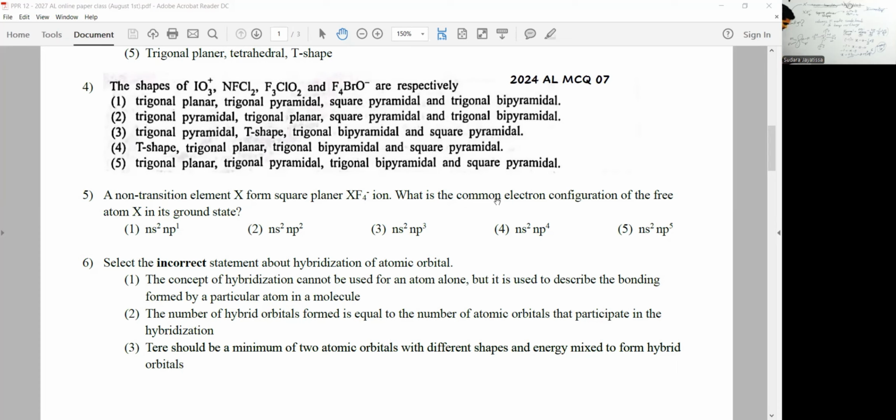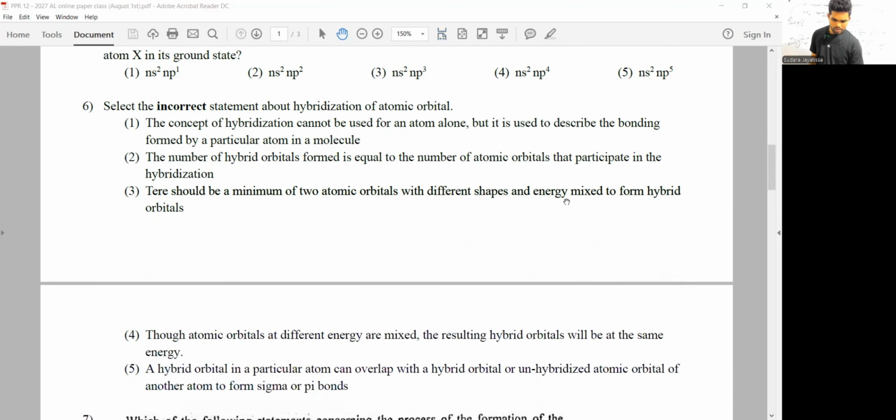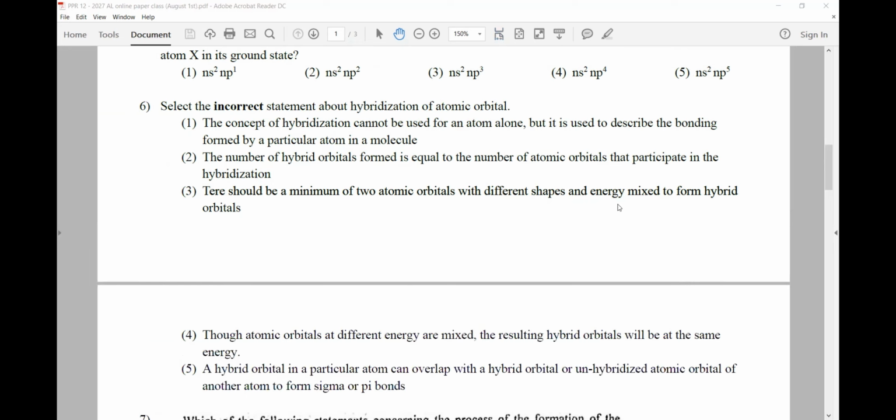Then the next question, question number 6. This is last week's topic. I promised you I would put a question on theory facts from hybridization, so this is that question. Tell me what your answer is, everyone. Read to the group: what is the incorrect statement? Okay, very good. The answer is answer 5 for the hybridization question.